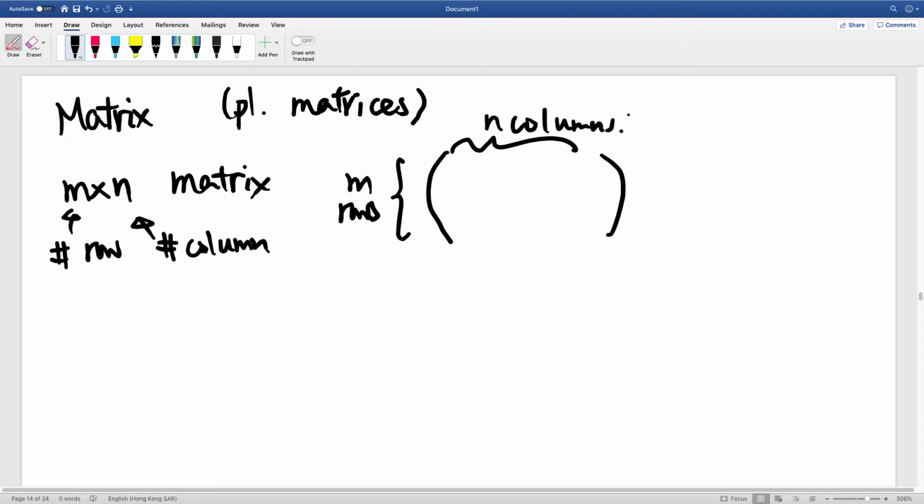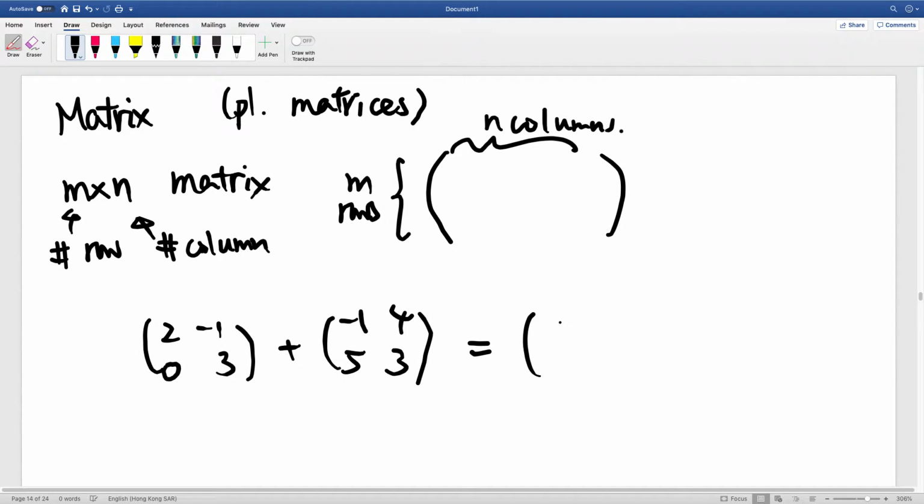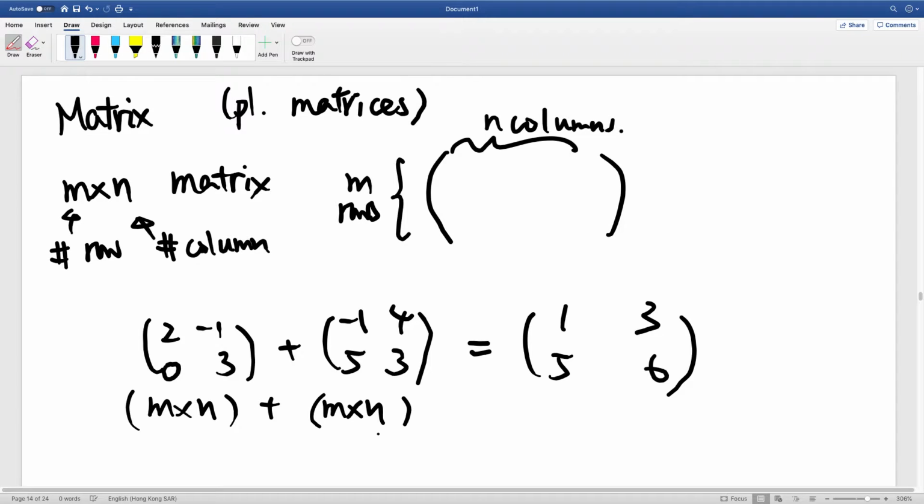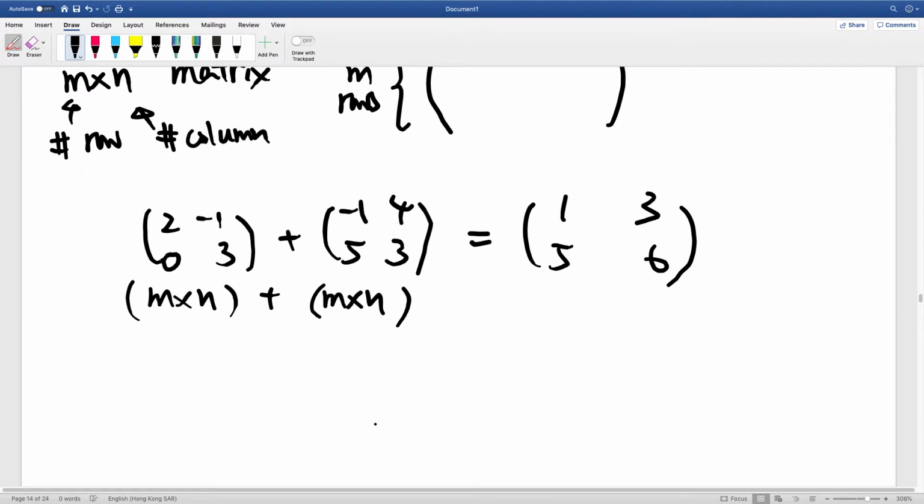I don't need to teach you how to do the addition or subtraction, do I? For addition it's just element by element. And you also need to know that only an m times n matrix can be added to an m times n matrix. If the number of rows and number of columns are not equal, you can't add these two matrices together. Now let's go on.